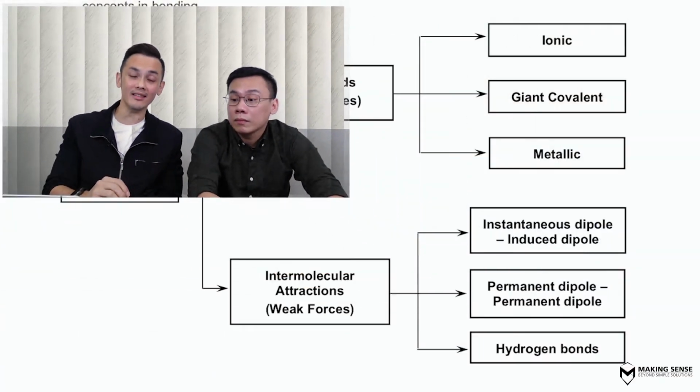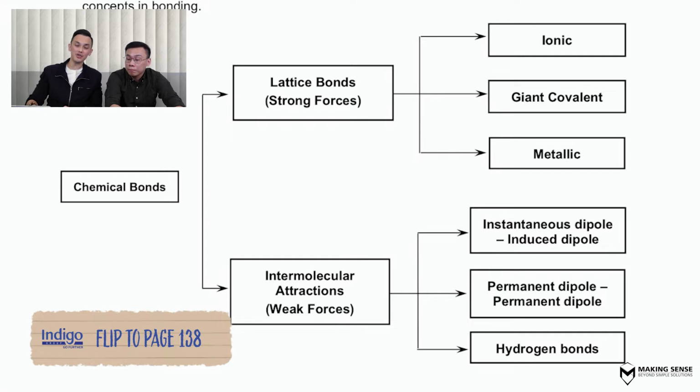Okay, jokes aside, chemical bonding is actually one of the most important chapters all the students will learn in JC1. So maybe let's give the students an overview of what to expect in this chapter. As you flip to your notes, you will notice this is the overview of chemical bonding. Generally, there are two types of bonding that we are looking at.